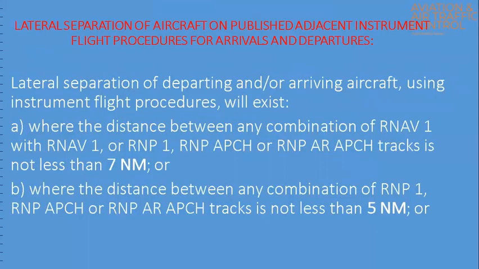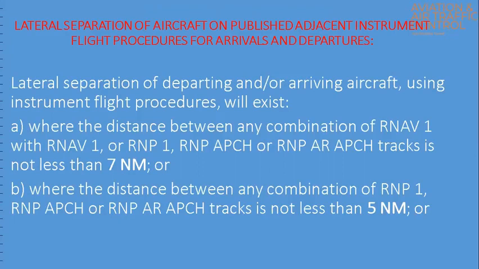Lateral separation of aircraft on published adjacent instrument flight procedures for arrivals and departures. Here, two values are important, which we have to remember. One is 7 nautical miles and the other one is 5 nautical miles. So if we have published instrument approach charts like DME charts, VOR charts, then we have STAR and SID. For those, what kind of separation is to be applied is written here.